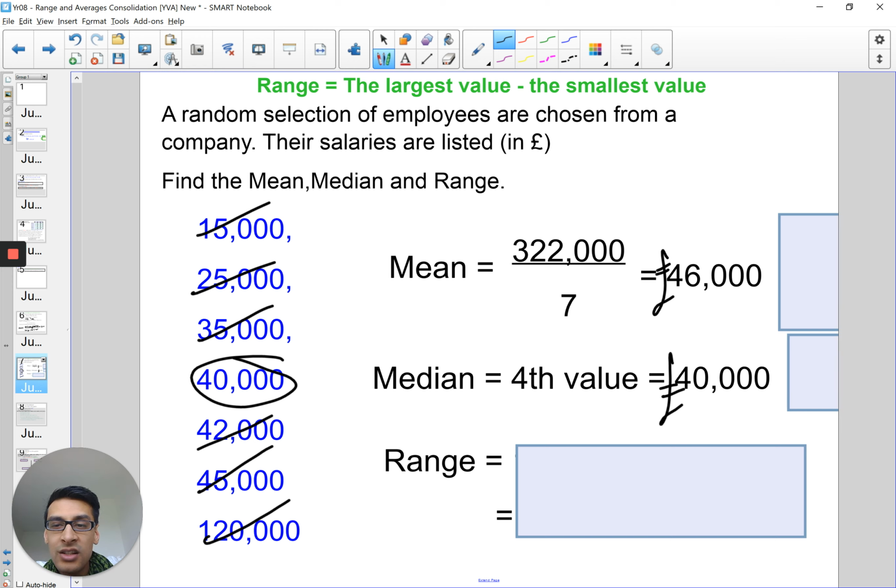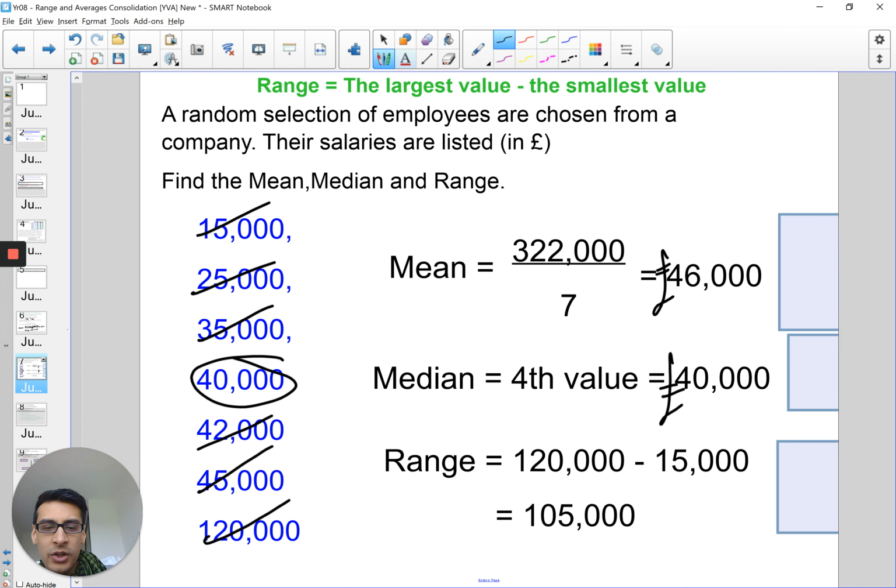And then the range is just the biggest take away the smallest. So that's nice and easy. 120,000 take away 15,000. And that's going to give you £105,000. So it's quite a big range here. It's one of the reasons why range might be important. Because you can see in this company, there's one person that gets paid a lot more than the others. And you can have a debate whether that's fair, whether that's not fair, depending on other data sets.